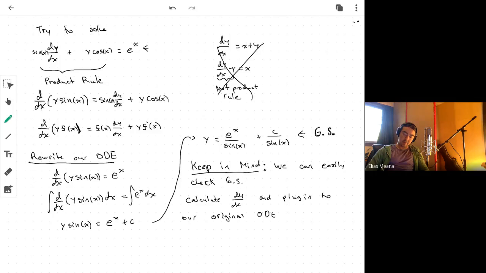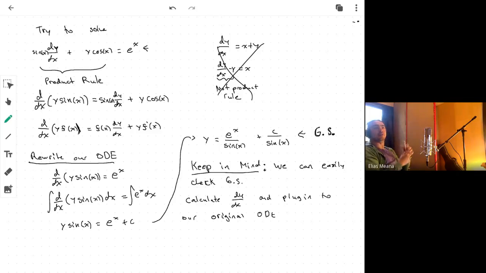Right? So what I mean by that is we calculate dy dx, we plug both dy dx and y into our original ordinary differential equation, and we should get e to the x that comes out, right? If it doesn't happen, then we've done something wrong, right? I'm not going to do it here because I don't really feel like finding the derivative of e to the x over sine of x plus the derivative of c over sine of x, but you could easily do it, right? And this is a really important thing.